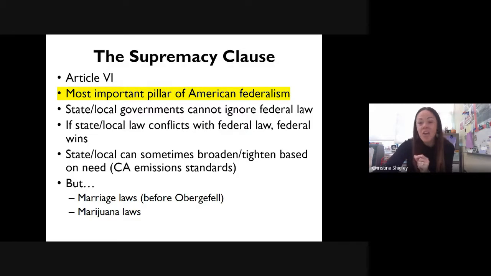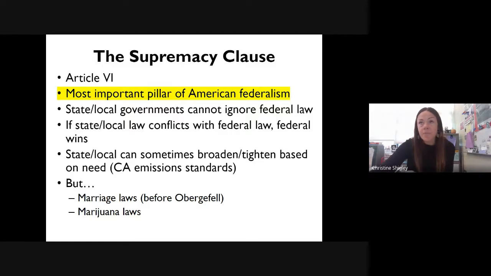But states are sometimes allowed to broaden or tighten things based on their individual needs. California emission standards are a really good example of that. There's so much air pollution in California that they tightened the standard beyond the Clean Air Act. And actually the Clean Air Act is sort of written based on theirs, but they have higher standards for what can be emitted from cars, for instance, like how much pollution can be put in the air. So that's okay.